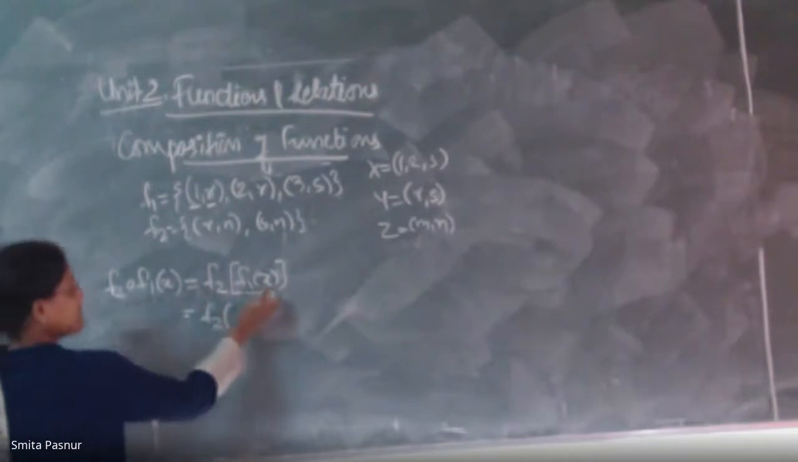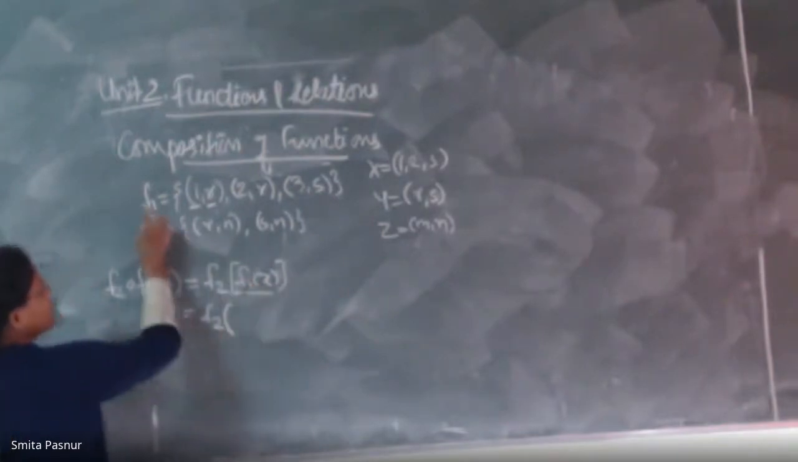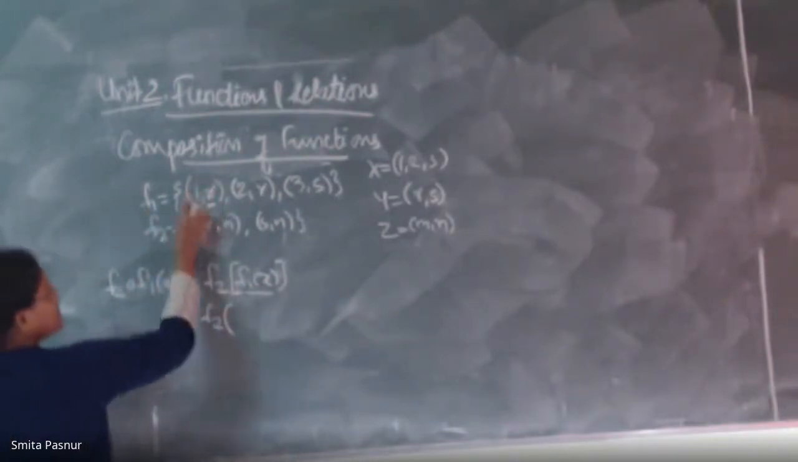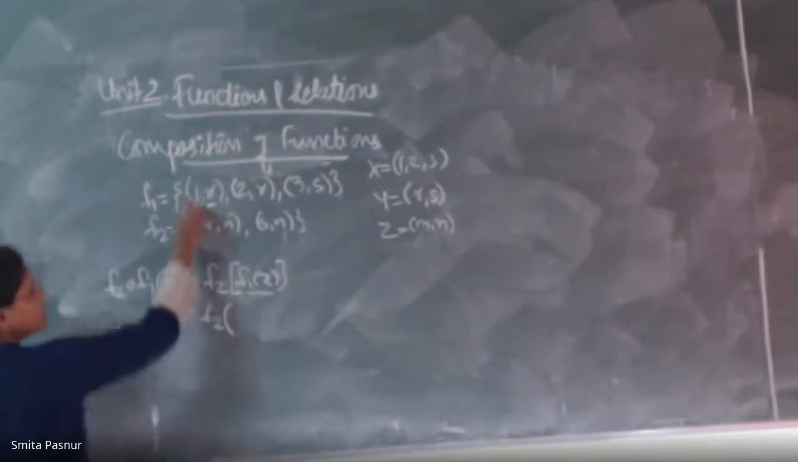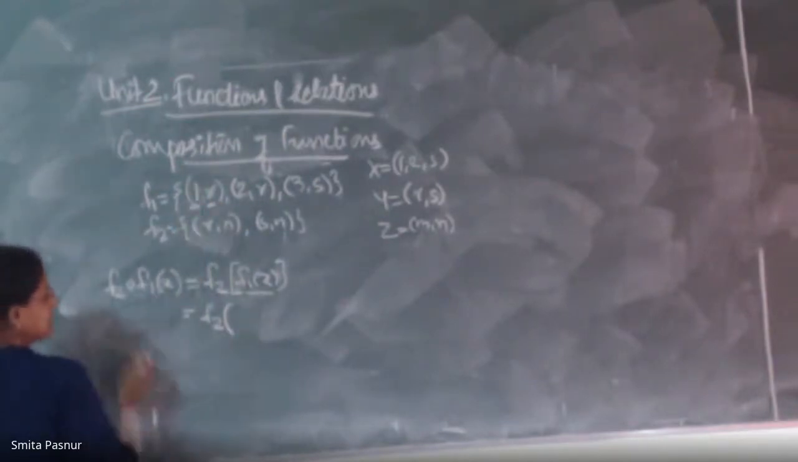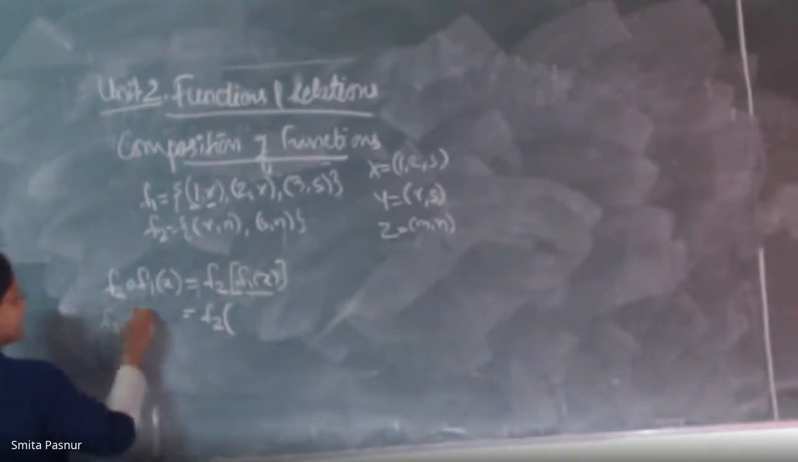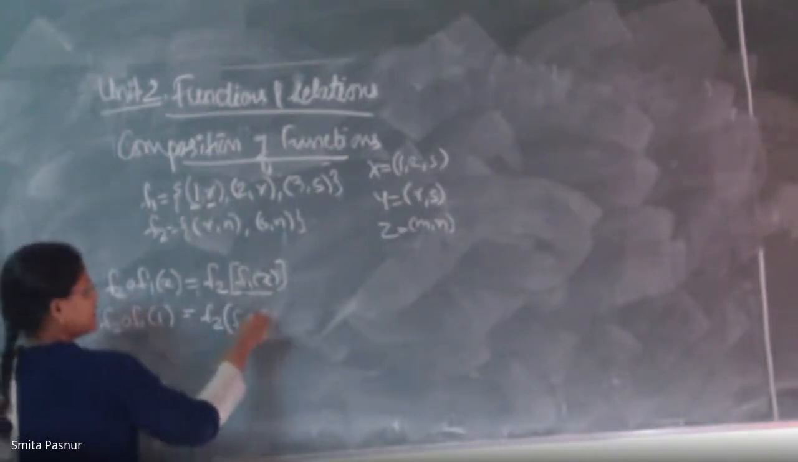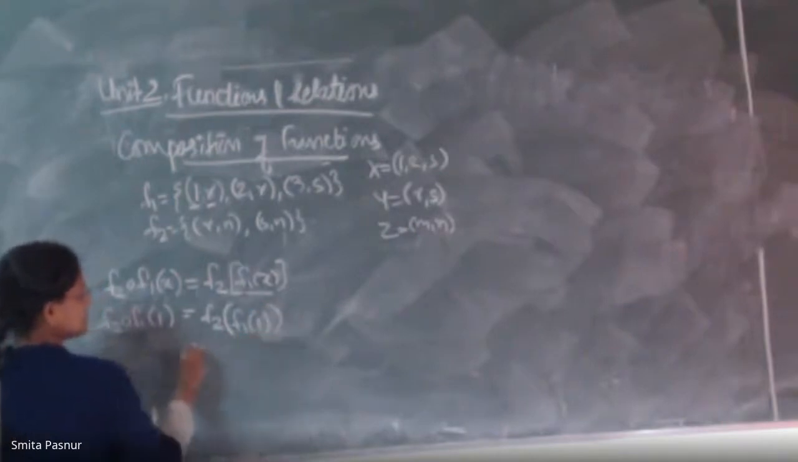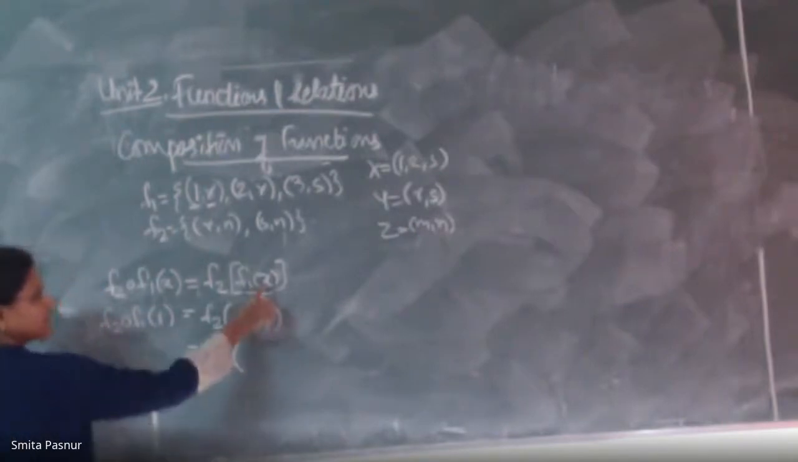So we are taking F1 of X. The F1 function is here. The first one is the X element and the second one will be the Y element. So this is what you have to consider. That is why I will write here F2 of F1 of 1, F2 composition F1 of 1. In place of X I have put 1 here, so you can just put 1 and find out. Like this you have to solve.